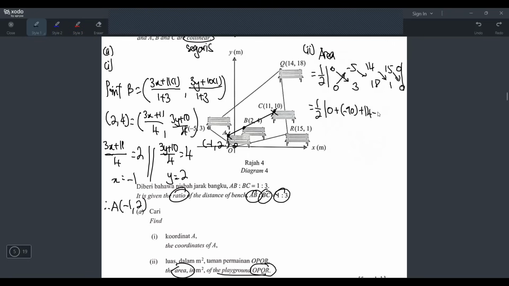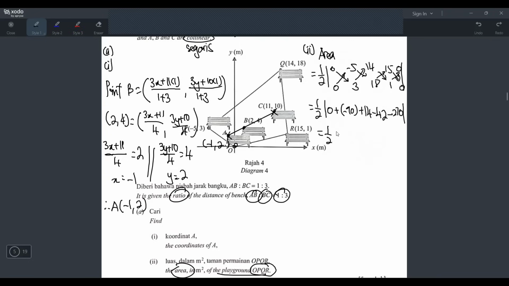But I already mentioned 0, you don't have to write it also no problem. And then minus 3 times 14, 42. Okay, and then minus 18 times 15, use calculator. Let me press 18 times 15. Okay, my calculator gives me 270. All right, so 270, and then minus with the last one, 1 times 0. But 1 times 0 is 0, so 0 no need to write. Minus 0, no need to write also no problem.